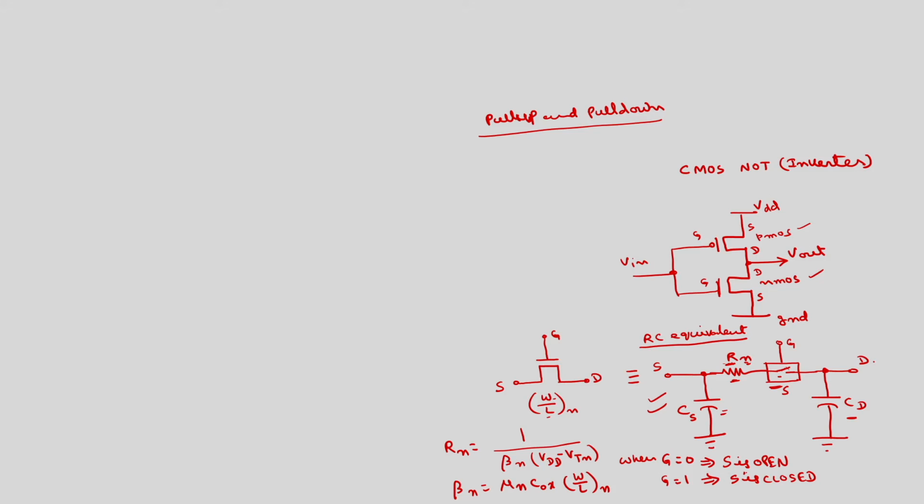This is the equivalent circuit of this NMOS. Similarly, you can write for the PMOS, only thing is here we will get Rp. This also you can call as Sn or Dn. So this is NMOS. In case of PMOS, this will be Sp, Dp and this will be Rp.